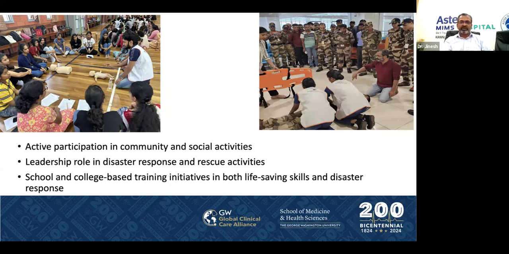There are other school and college-based training initiatives in both life-saving skills and disaster response. The pictures that you see here: the first one is a training program for school students, and the second one is for the CISF, the security force, in the airport in Kannur. Next slide, please.